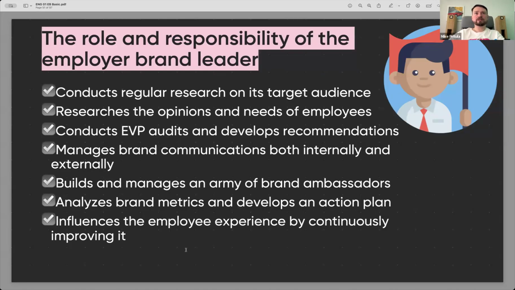And the role and responsibility of the employer brand leader: conducts regular research on its target audience and speaks with them, researches the opinions and needs of employees and also talks to them, conducts EVP audits and develops recommendations, manages brand communications both internally and externally, builds and manages an army of brand ambassadors, analyzes brand metrics and develops an action plan, and influences the employee experience by continuously improving it.